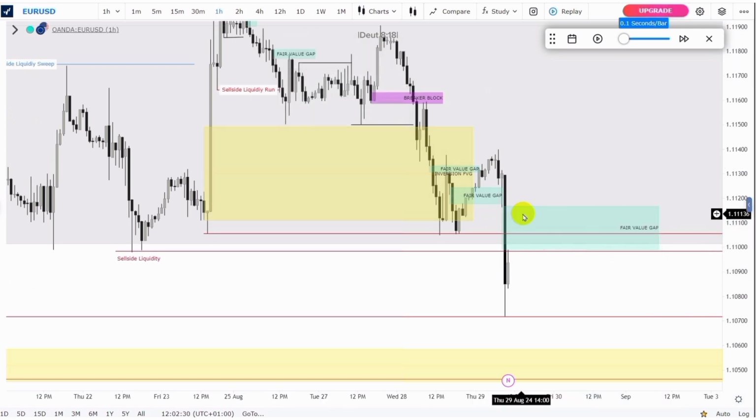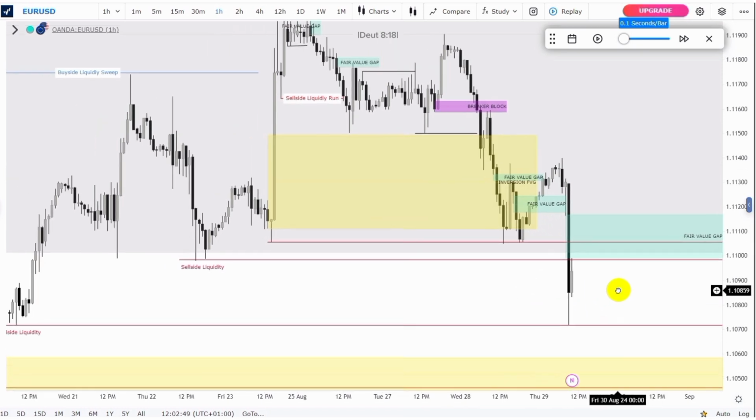And in confluence with the fair value gap, we have this breakout block, because this sponsored the movement that took out this buy side liquidity. So you could see price dip into this fair value gap in confluence with this breakout block, and then we have continuation to the downside.